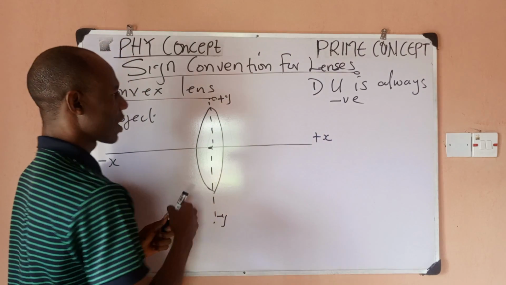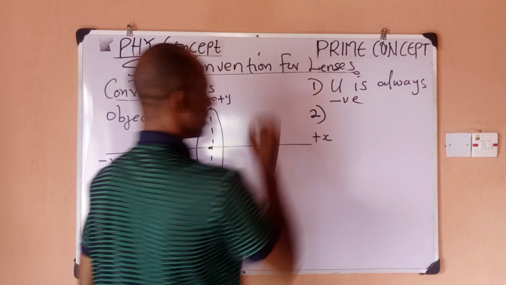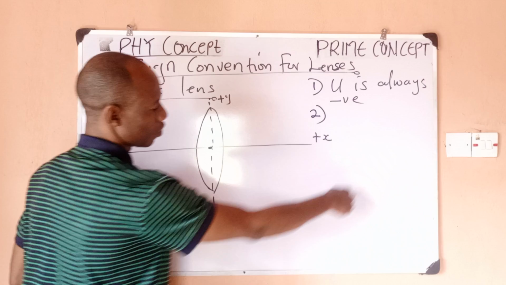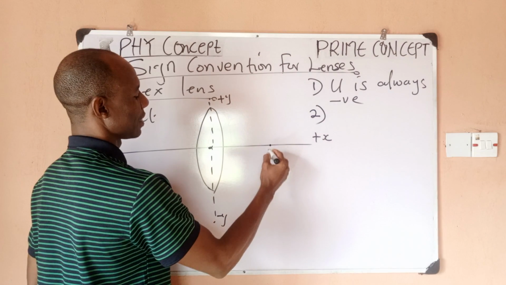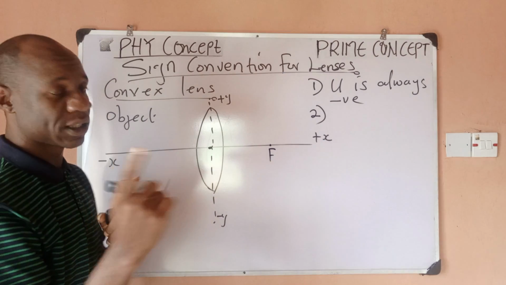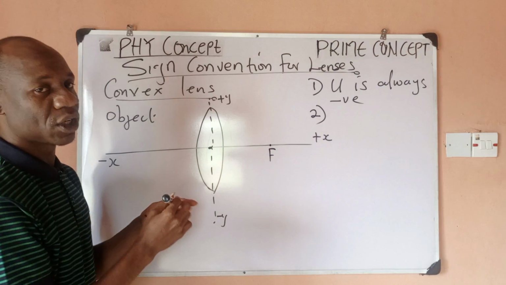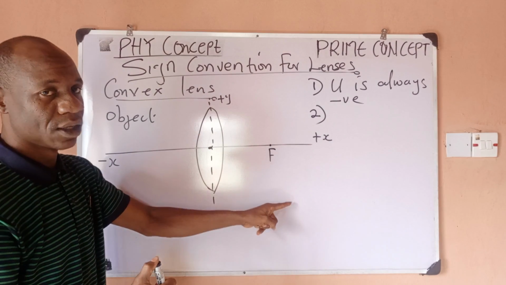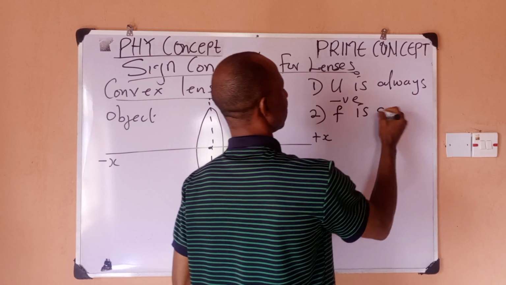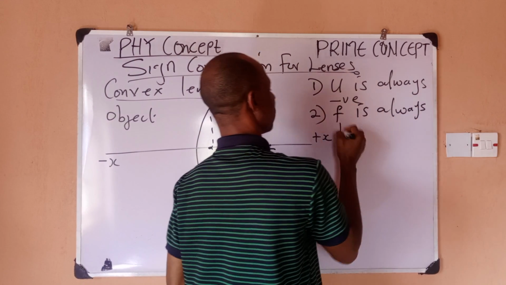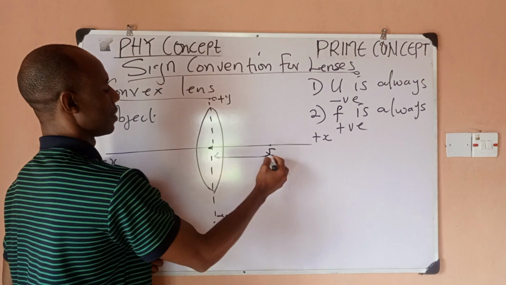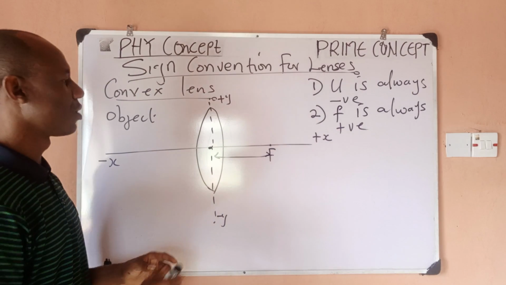Then let's talk about the focal length before we consider the image distance. Since this is our first surface which curves towards this side, our focal length f would always be on this side, even though a lens has two focal points, which is here and here. But the focal point for the first surface is what we are considering. So our focal length f is always positive because it falls on the positive side. This is a sign convention you should stick with.